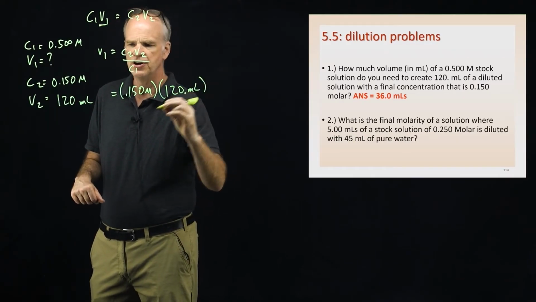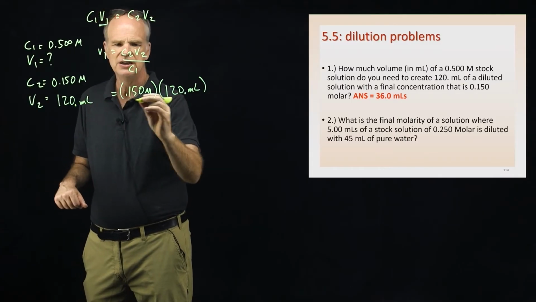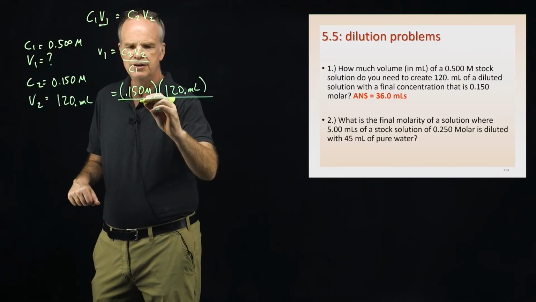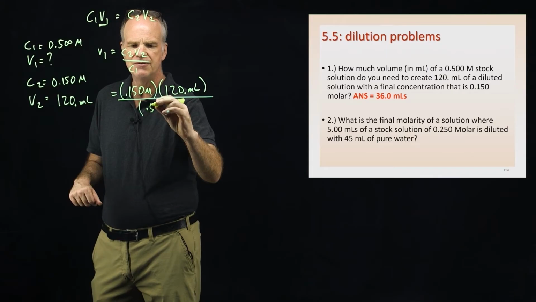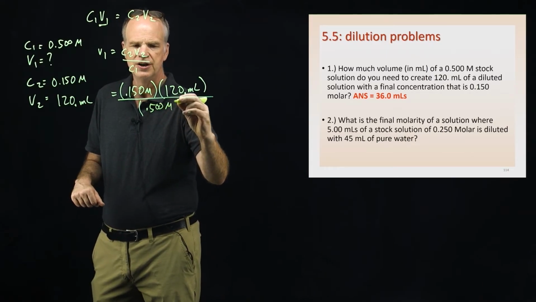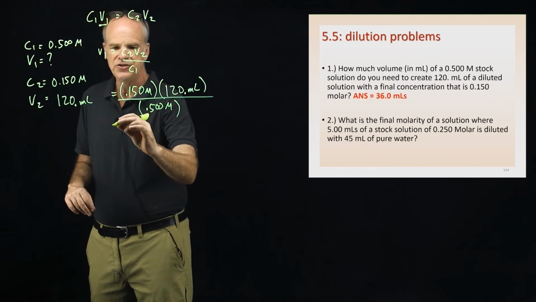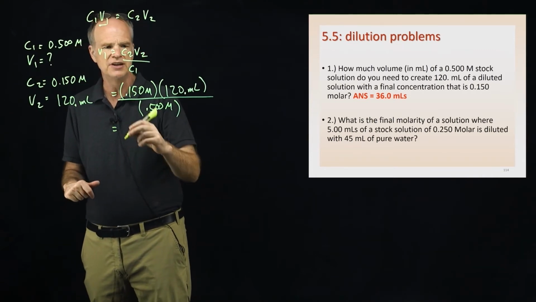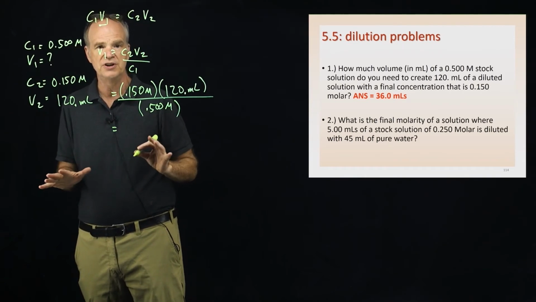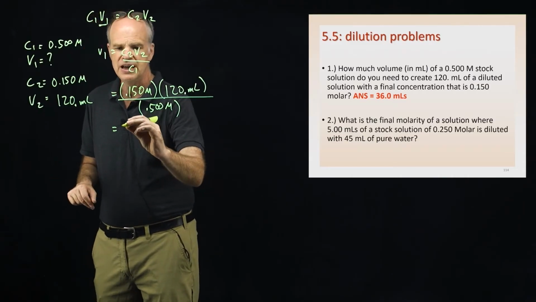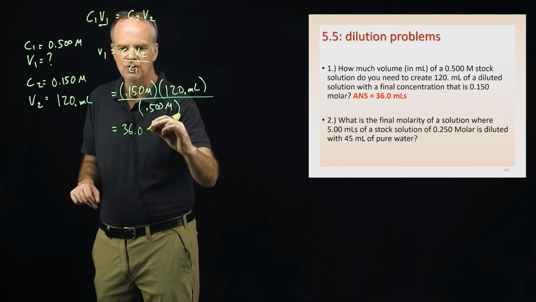It looks like we have a decimal there. We want 3 significant figures apparently. And then C1 is 0.500 molar. If you went ahead and did the division, you'll find the answer should be 36 milliliters, but because we're working with 3 significant figures through this problem, the answer should be 36.0 milliliters.